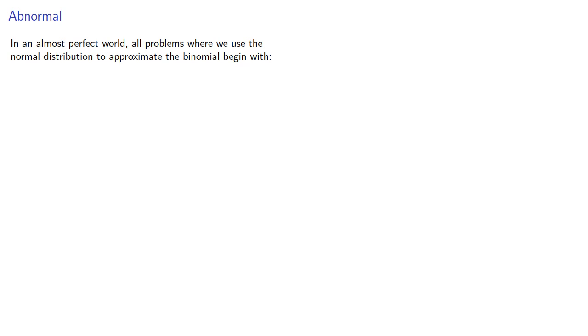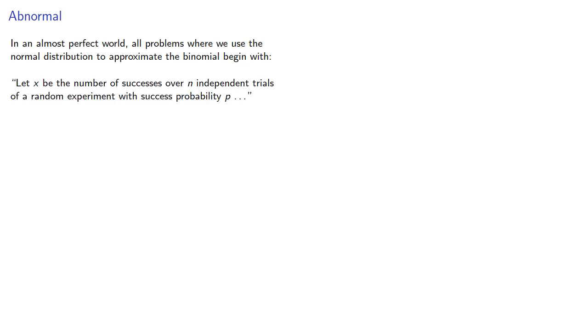In an almost perfect world, all problems where we use the normal distribution to approximate the binomial begin with "let x be the number of successes over n independent trials of a random experiment with success probability p." We don't live in that world either.